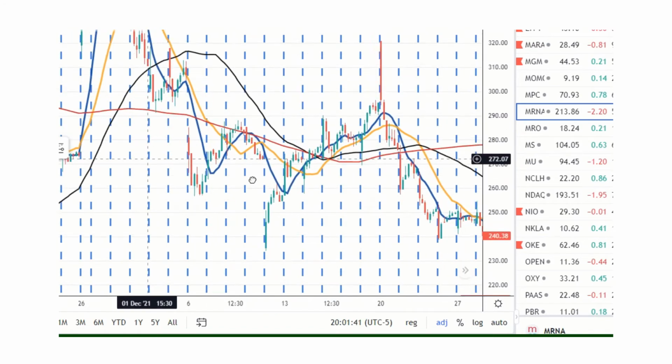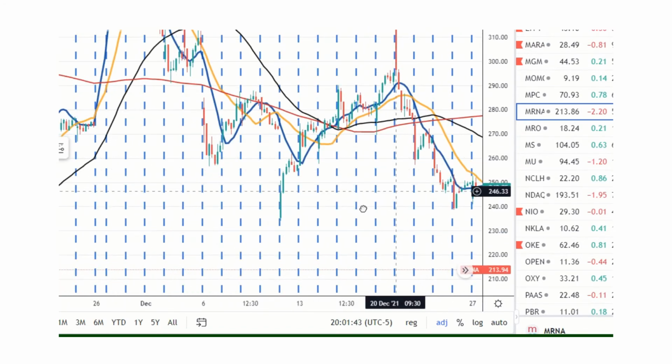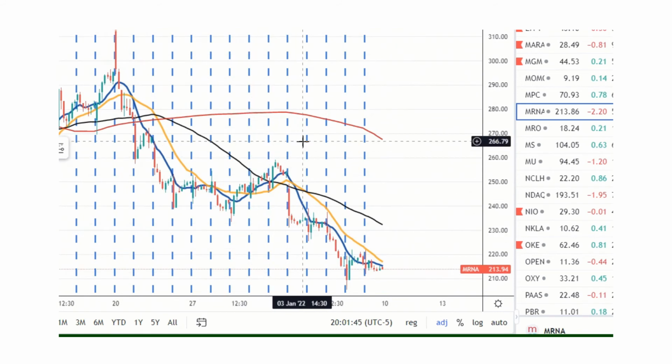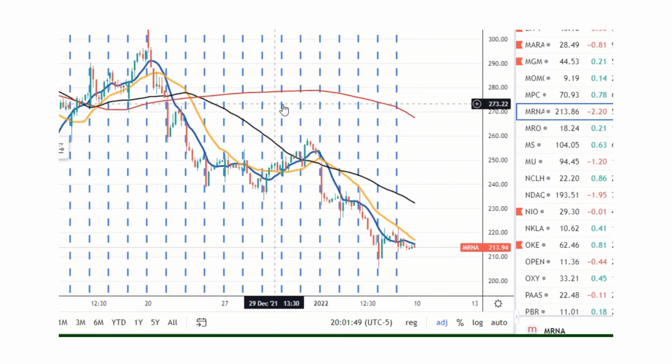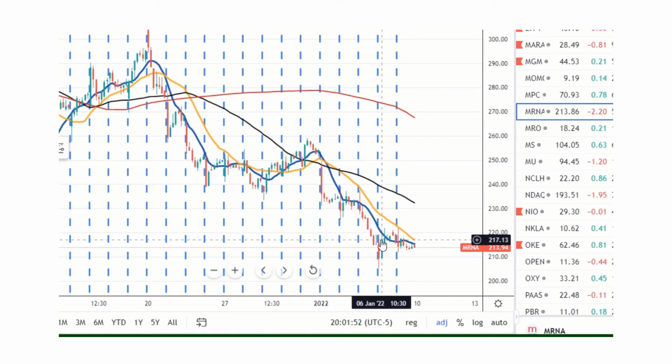Just see, you can get a better picture of what's going on with the stock, and you can have a better idea where you want to enter your trade. So in the hourly time frame, we see all indicators are facing down. The stock is under the indicators, and that's telling you that it's in a downtrend.